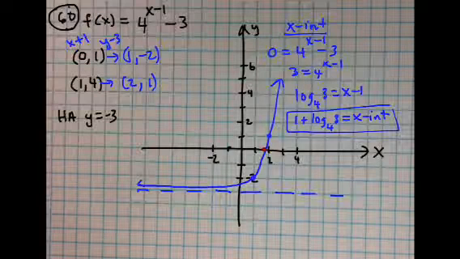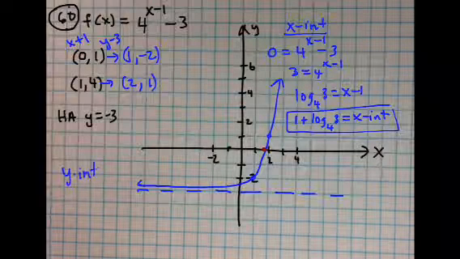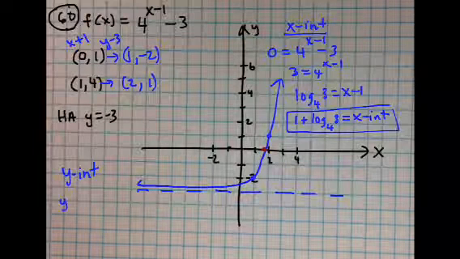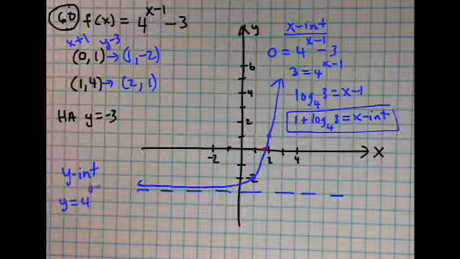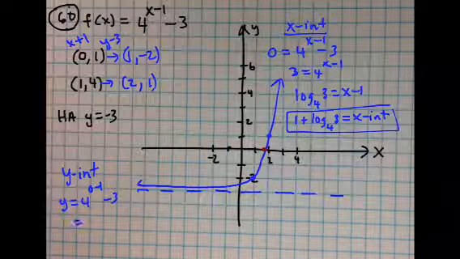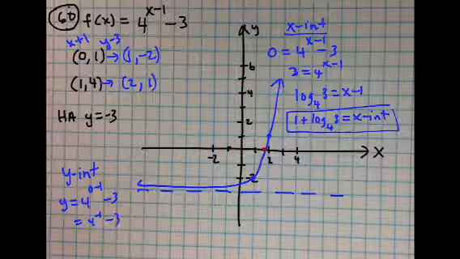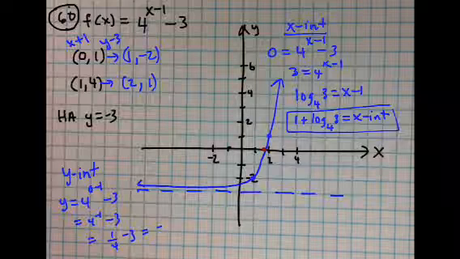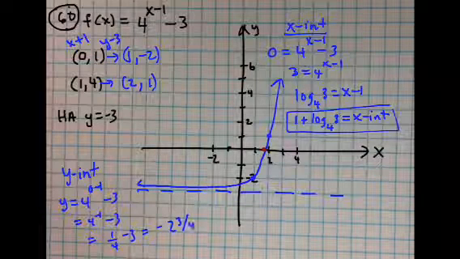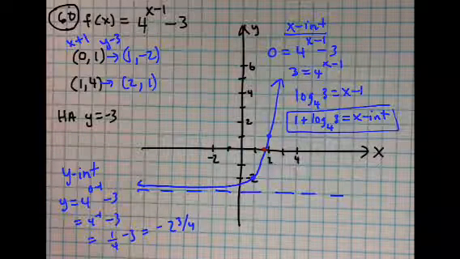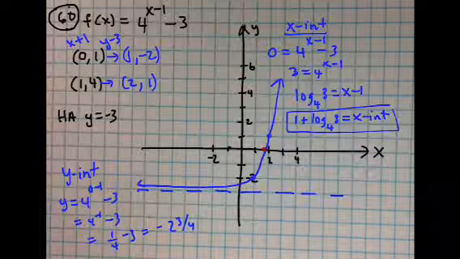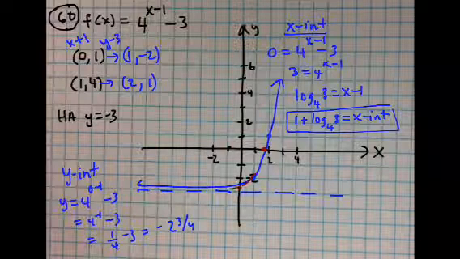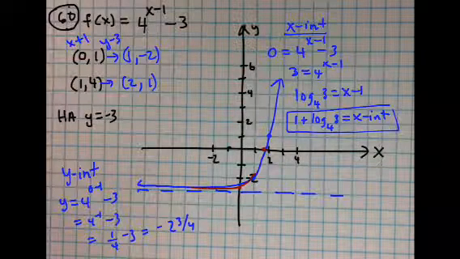For the y-intercept, you make the x 0, and you solve for y. So 4 to the 0 minus 1 minus 3, so that's 4 to the negative 1 minus 3, so that's 1/4, right, minus 3, so that's negative 2 3/4. So that would be right here. So it's actually a little bit lower, negative 2 3/4. So the curve would have been a little bit lower this way. Okay, and that's it for that one.